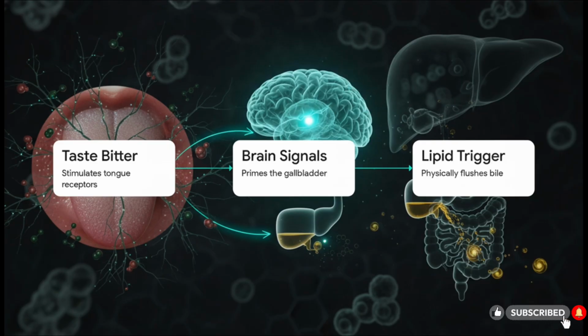Step 1. Bitter compounds stimulate the receptors right on your tongue. Step 2. That neural signal travels straight to the brain, which immediately primes the gallbladder. And step 3. The moment your digestive tract encounters a precise, small dose of lipid, the gallbladder physically contracts. It forcefully flushes that primed bile directly into the gut to dissolve those stored, stubborn fats.